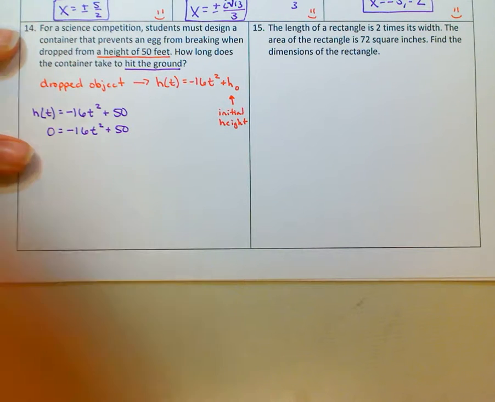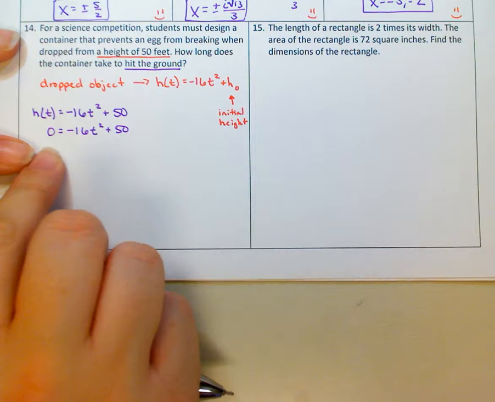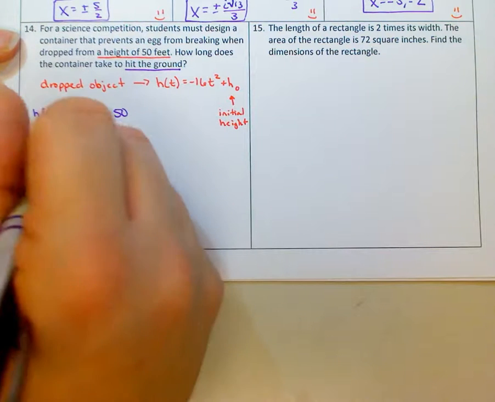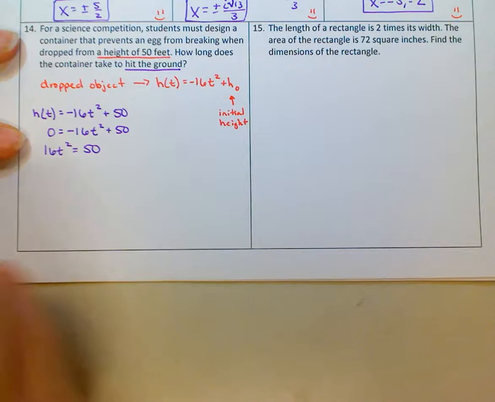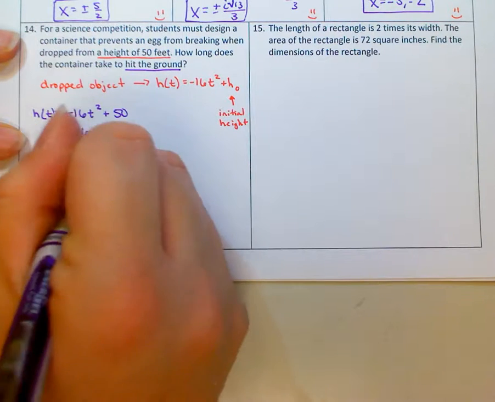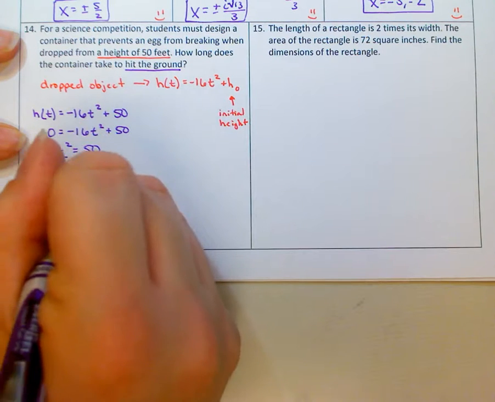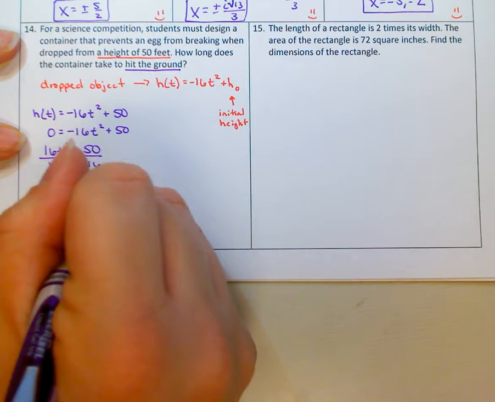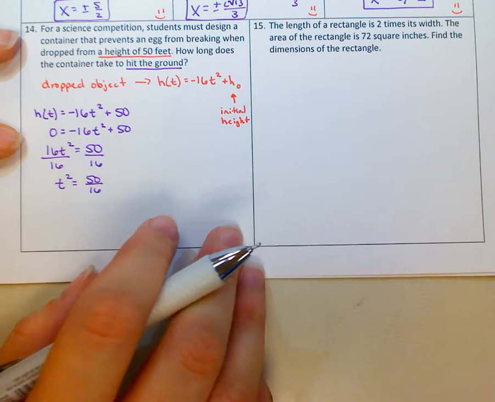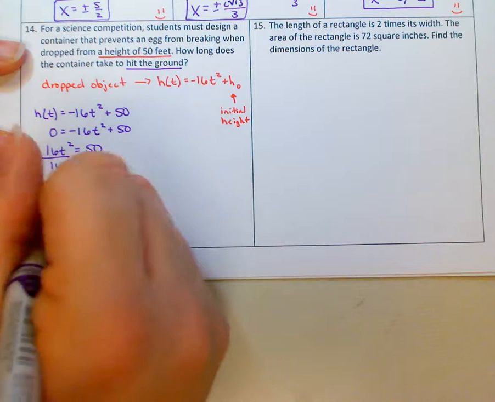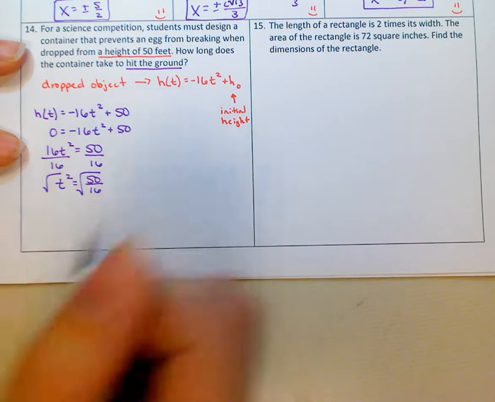So we could start by either subtracting 50 or we could add 16t squared. It's our choice. I'm going to actually add 16t squared so I don't have to work with those negatives. And then we would take and divide by 16. So t squared equals 50 over 16. Now notice, I am not actually simplifying this because 16 is a perfect square. That's actually kind of useful to me, especially here in a minute when I'm going to take the square root.